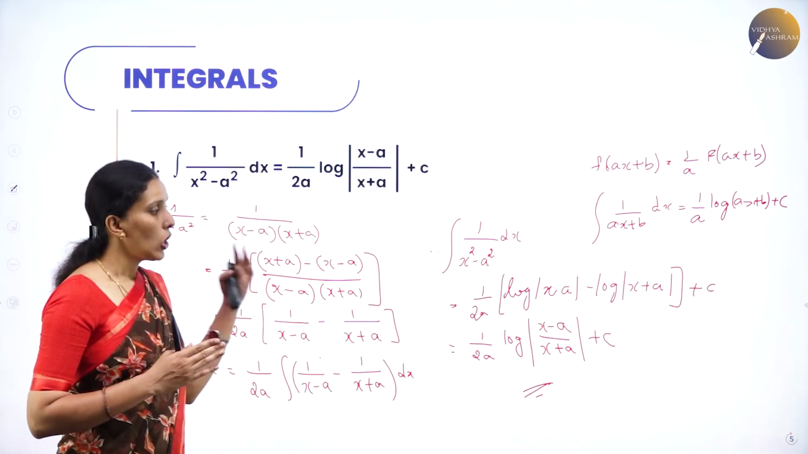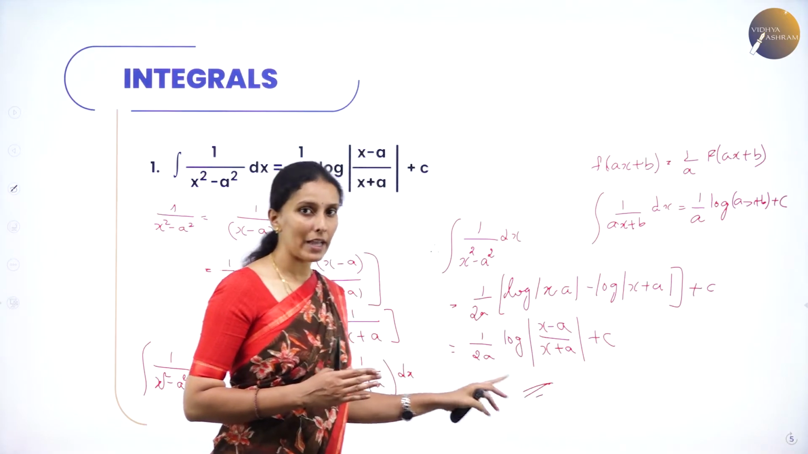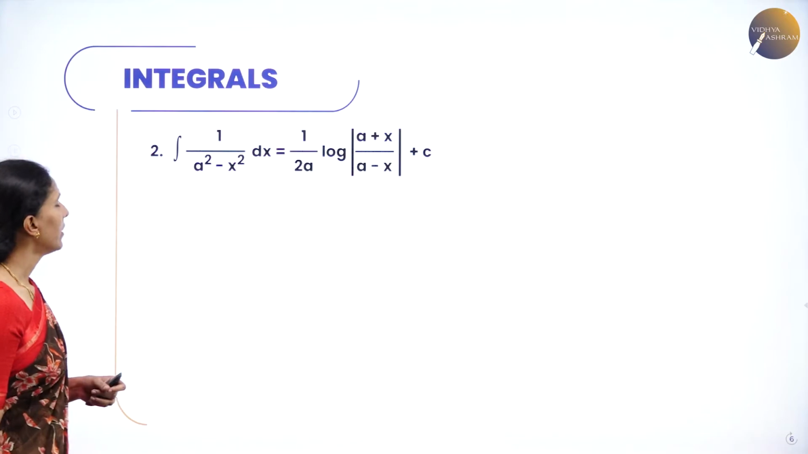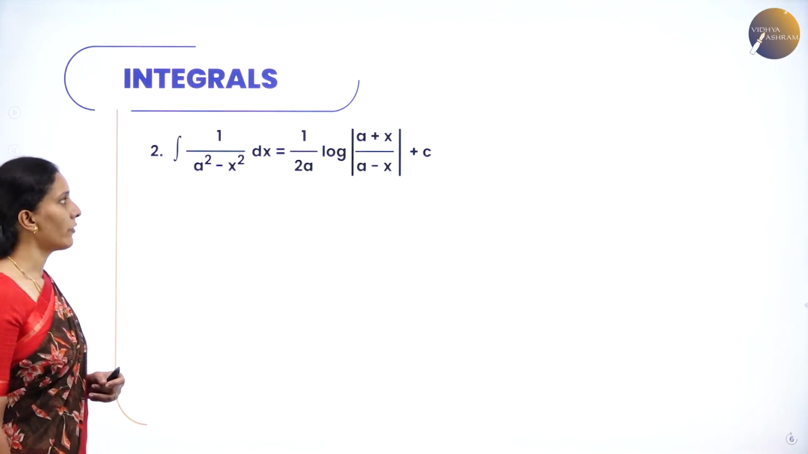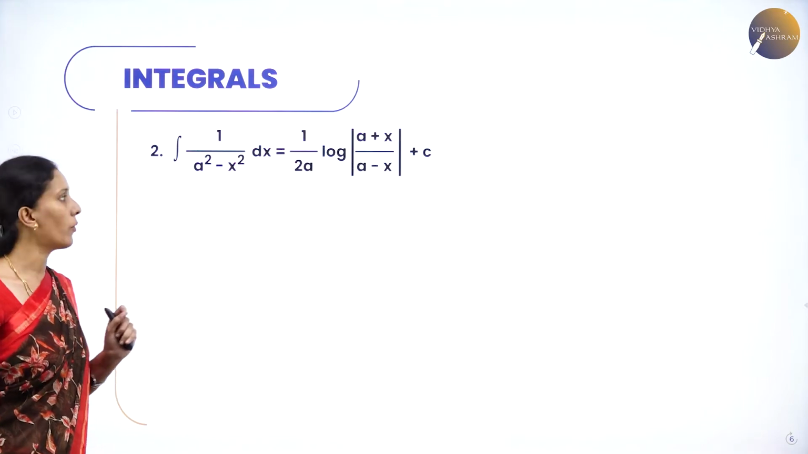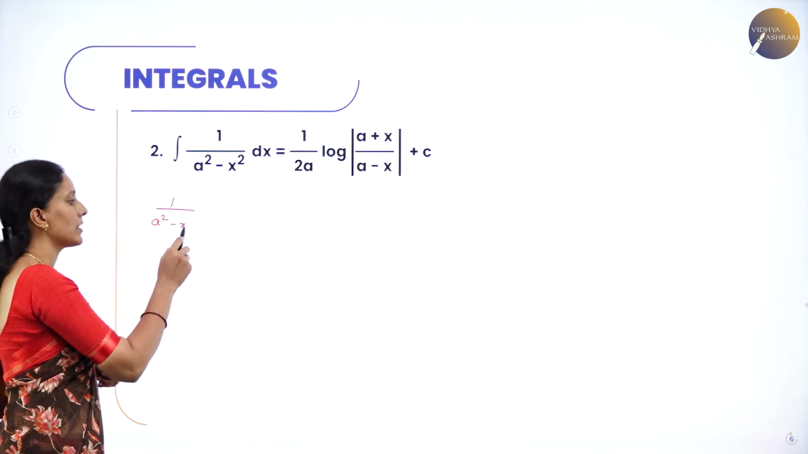That is why log x minus log y can be written as log x divided by y, and hence we get the result. Next question we have integral of 1 over a square minus x square dx. So the same procedure here also we are going to use. We take 1 over a square minus x square.